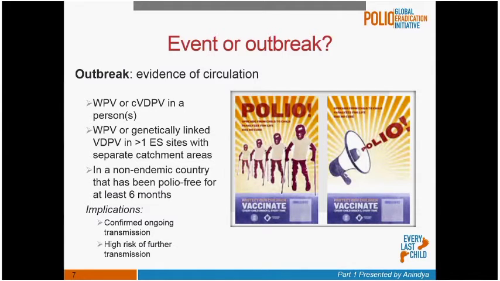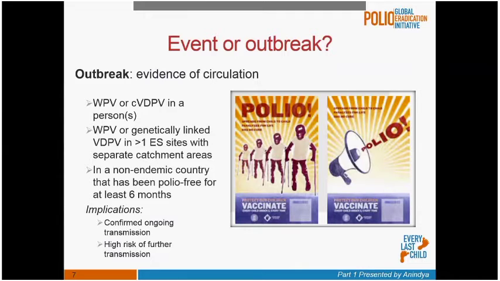If we find a vaccine-derived poliovirus where we have evidence of circulation, even from one single person, we take it as an outbreak. I'll give you an example a little later of how we have done that. Wild poliovirus or genetically linked vaccine-derived poliovirus in greater than one environmental surveillance site.